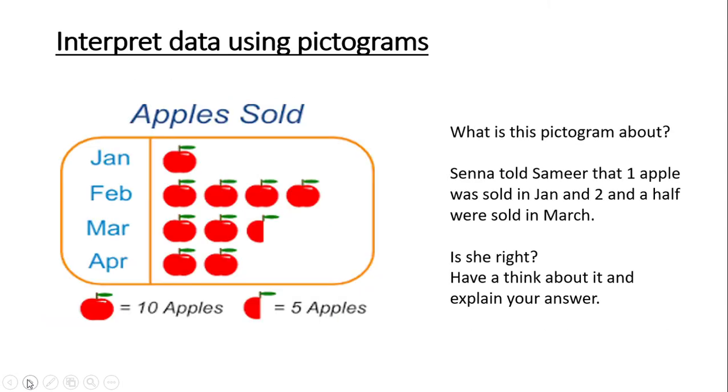What's this pictogram about? When we look at the title, it says apples sold, and on this side here we have months. So it shows us how many apples were sold in January, February, March and April. Senna told Samir that 1 apple was sold in January and 2.5 were sold in March. Is she right? Have a think about it and explain your answer.